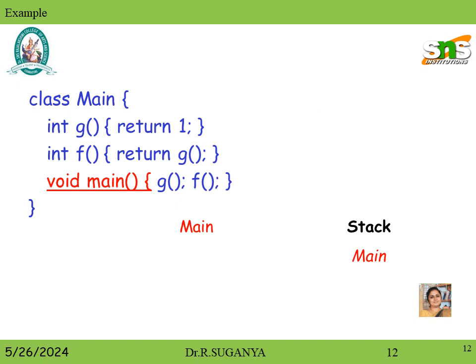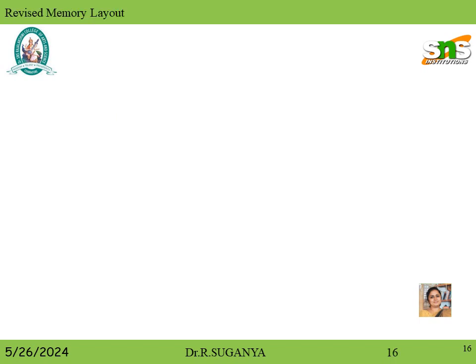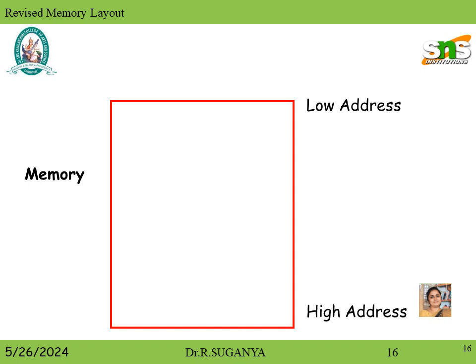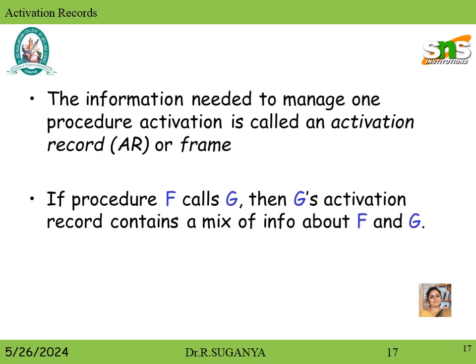Again the main function, which has G and F functions. It returns 1, G, and also returns 1. So here we have the main and the stack functions. Here we have the two functions, G and F, and F also returns a G function. So it is a tree-like structure, and this is the revised memory layout, with the code and the stack.